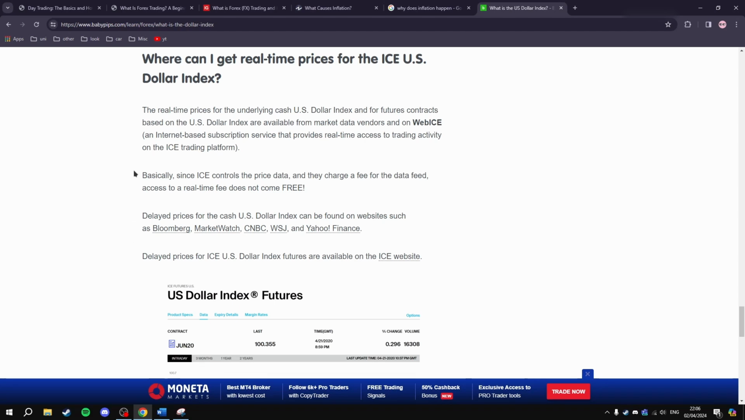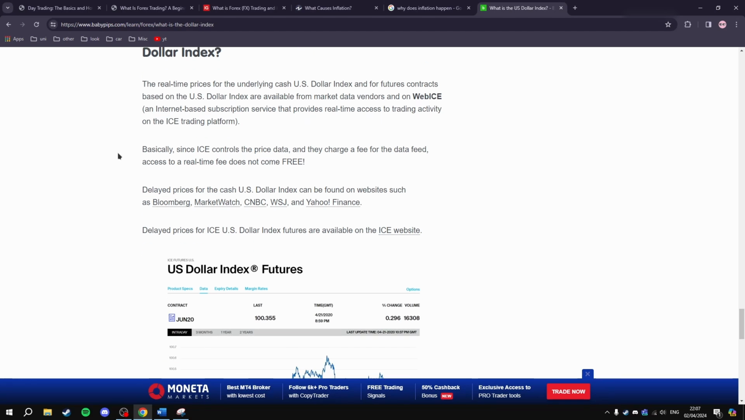Since ICE controls the price data and they charge a fee for the data feed, access to a real-time feed does not come free. Delayed prices for the cash US dollar index can be found on websites such as Bloomberg, MarketWatch, CNBC, WSJ, and Yahoo Finance.